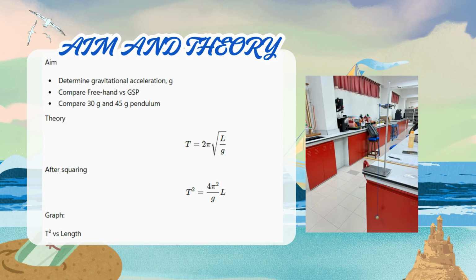According to the simple pendulum equation, the period depends on the pendulum length and gravitational acceleration. After squaring the equation, we obtain a linear relationship between T squared and length. Therefore, plotting T squared against L, length, produces a straight line and the gradient can be used to calculate g, gravity.